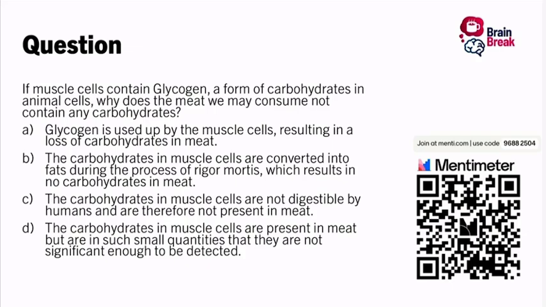So, I've got a question for you then. If muscle cells contain glycogen, a form of carbohydrates in animal cells, why does the meat we consume that comes from muscle tissue in animals not contain any carbohydrates? We always think of it as a protein source, fat source, never as a carbohydrate source. But we just talked about how muscle cells have carbohydrates. Why do you think that is?